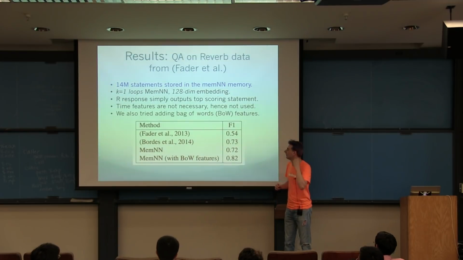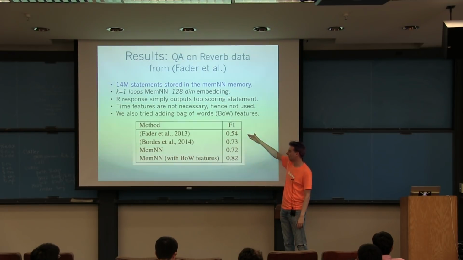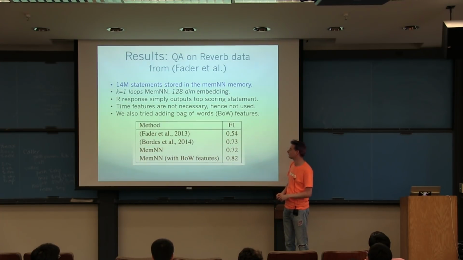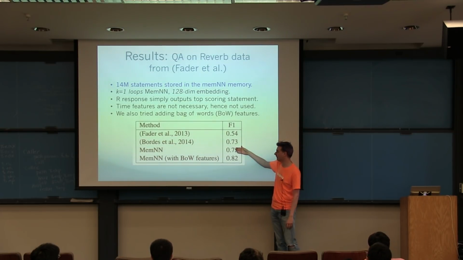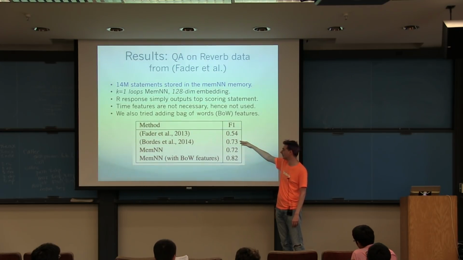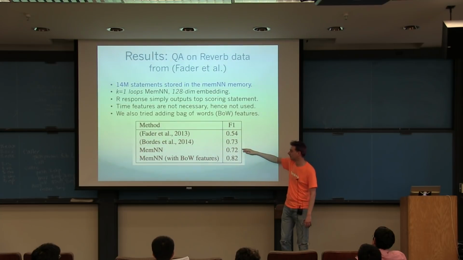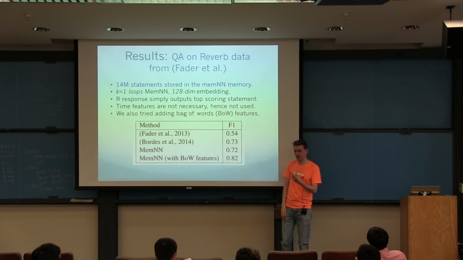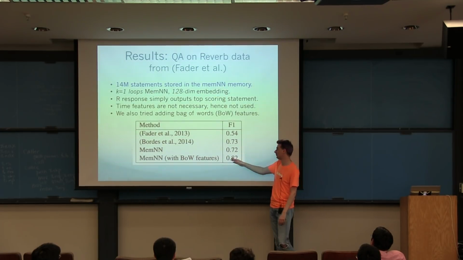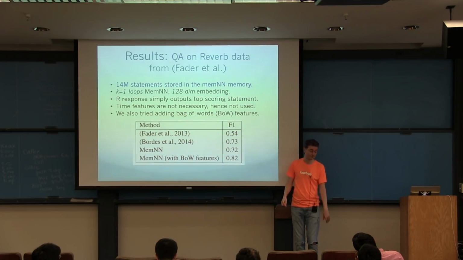Yeah, so for performance in terms of F1 score, we're comparing with the original model, the Fader et al. model. Larger is better. This is our memory network model here, which is really similar to something else we worked on before with Antoine Bordes at Facebook. And it's better than the original model. And when we add these extra QD match features that I was showing in the earlier slides, which we call bag of words features, you can get some boost.